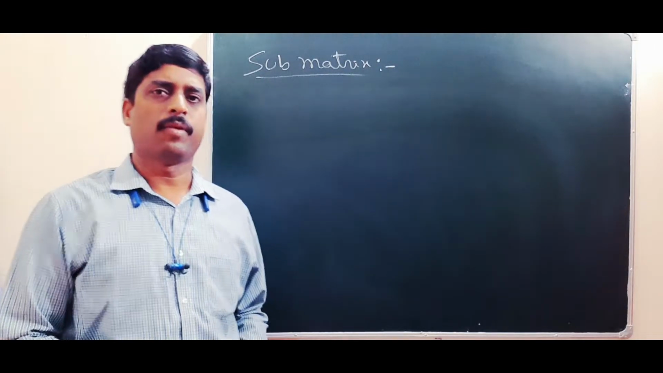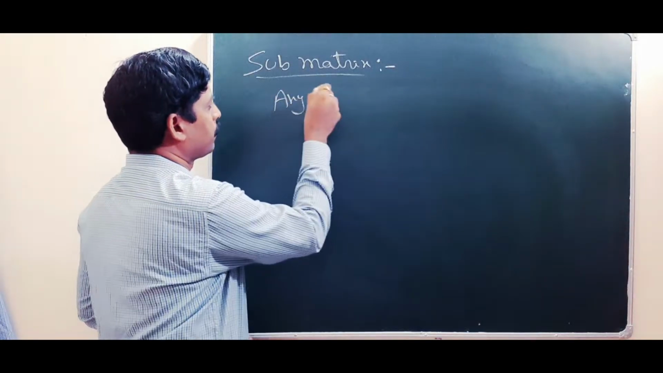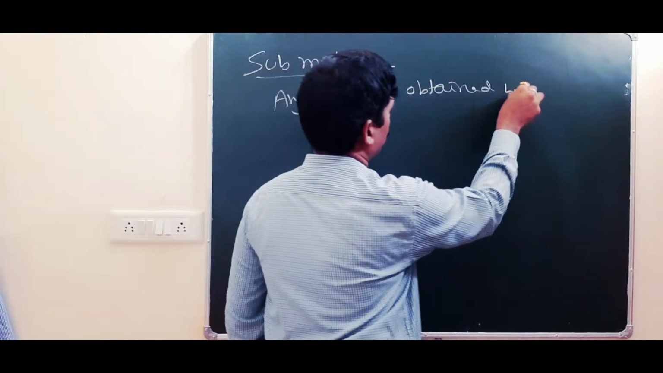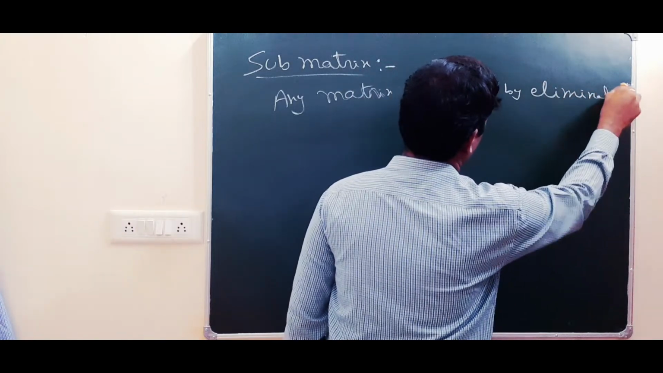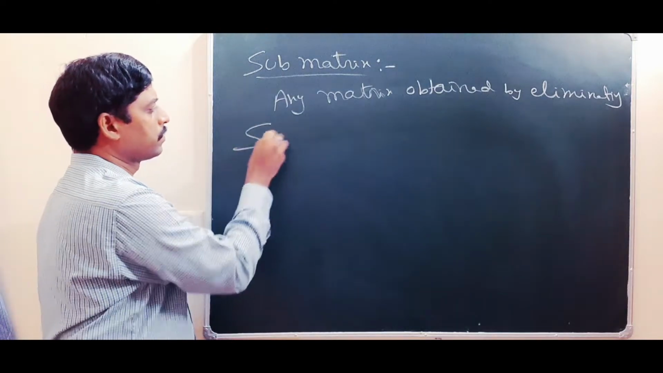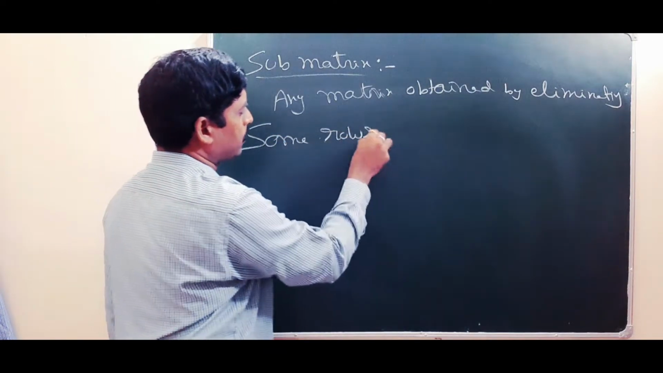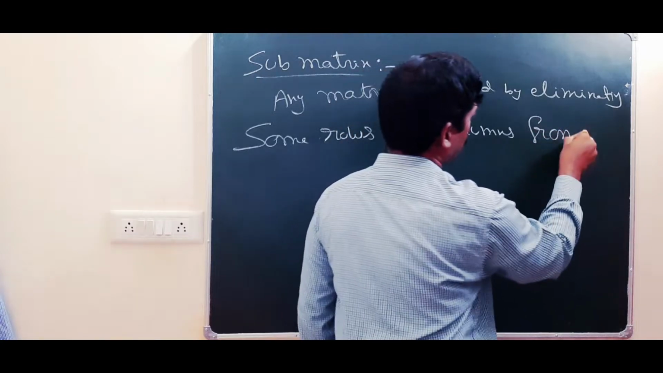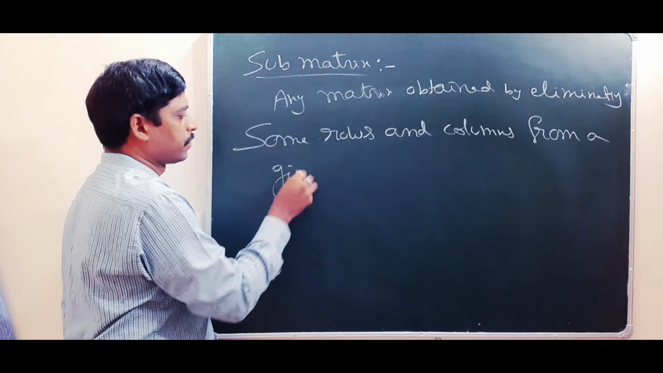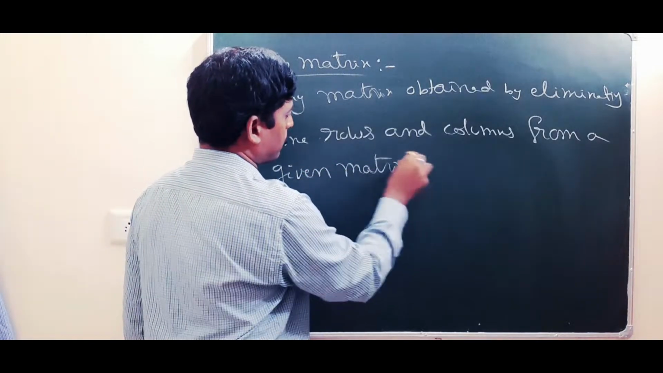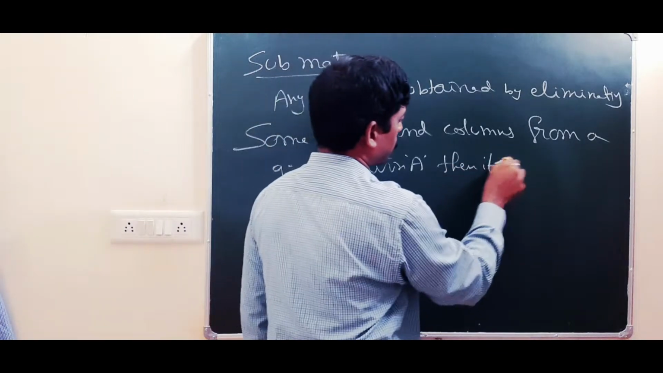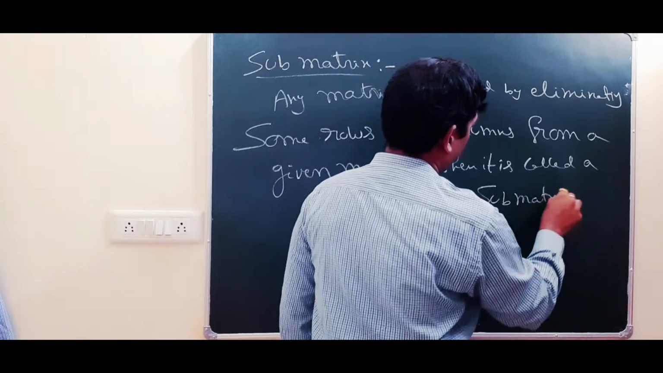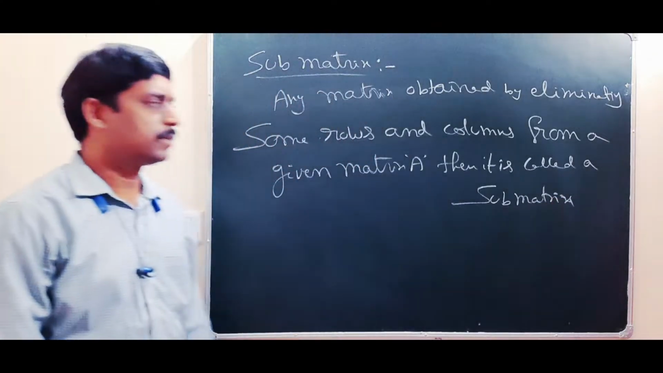Now explain submatrix. What is submatrix? Any matrix obtained by eliminating some rows and columns from a given matrix A, then it is called a submatrix.